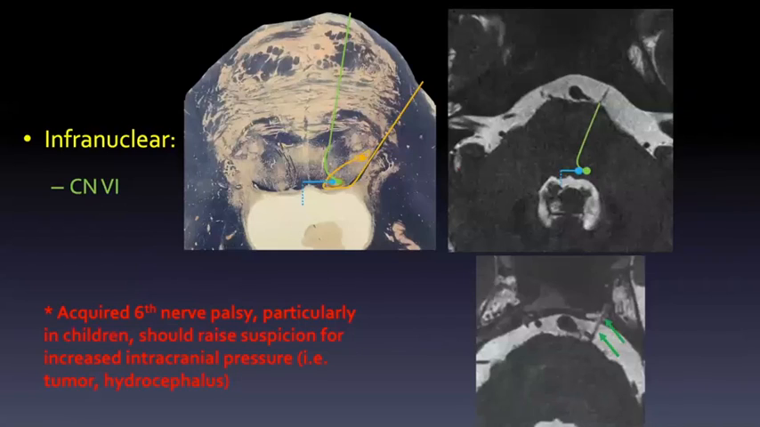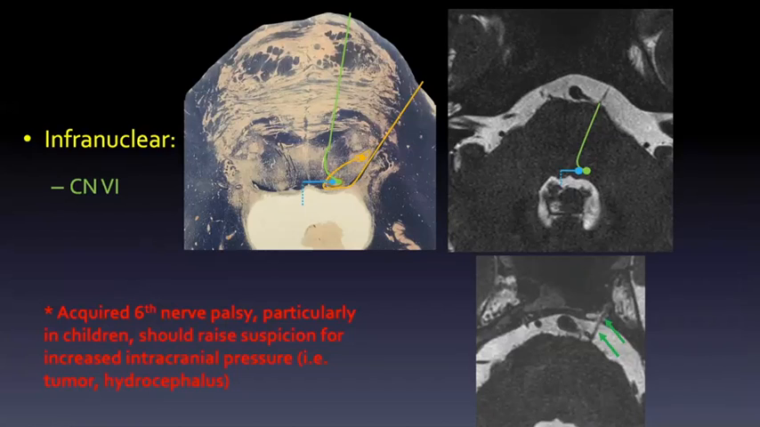The infranuclear pathway of cranial nerve 6 is shown here as it courses anteriorly and superiorly through the pons, courses through the prepontine cistern, and then enters Dorello's canal. It continues upward over the petrous ridge to the cavernous sinus and superior orbital fissure. Now, because of its tethered aspect at Dorello's canal, lesions causing increased intracranial pressure can result in an isolated 6th nerve palsy.